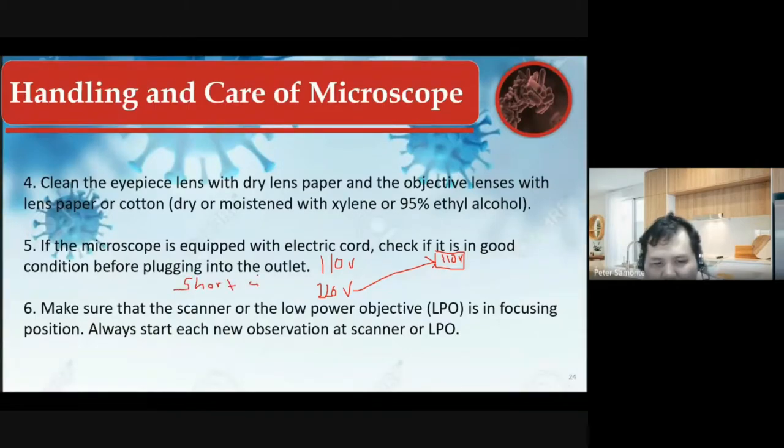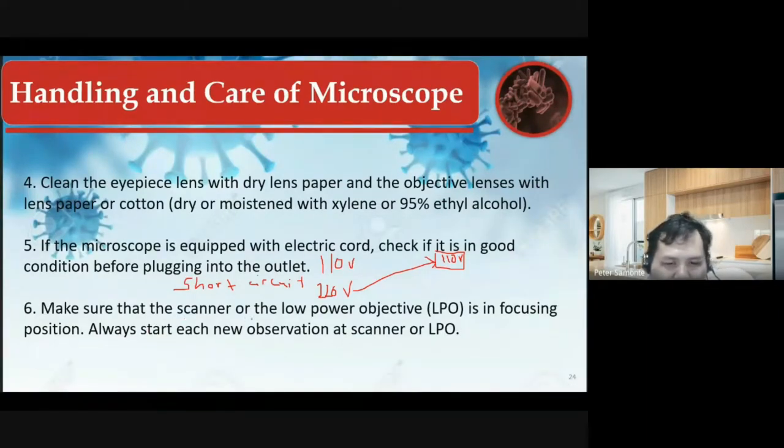The fuse of the microscope will be damaged and you'll have to pay for it. And if the staff is strict, they might even make you pay for the whole microscope. So, be careful of that. Always remember to make sure, check the cord or the label of the microscope, and check the voltage.